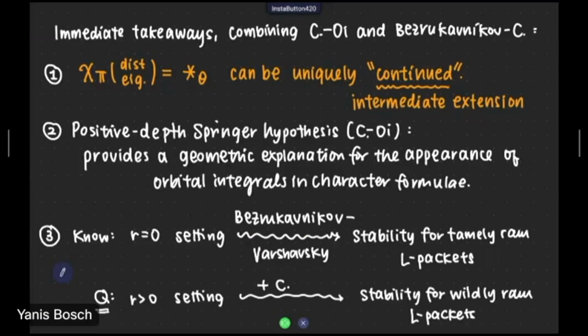A question that's ongoing right now is, for the positive depth setting, in other words the wildly ramified setting, can we combine the new character sheaves of Bezrukavnikov and myself with this technology in order to prove endoscopic character identities for wildly ramified L-packets? This is ongoing work. To see more about this, maybe ask in 1 year or 2 years.